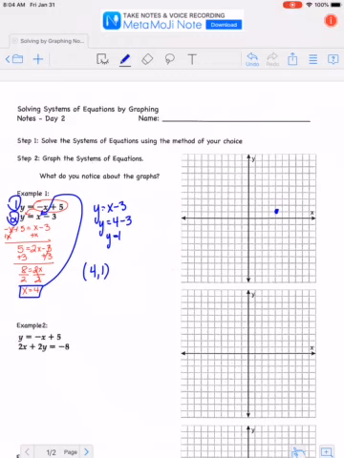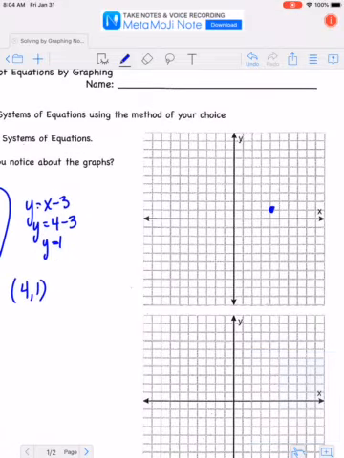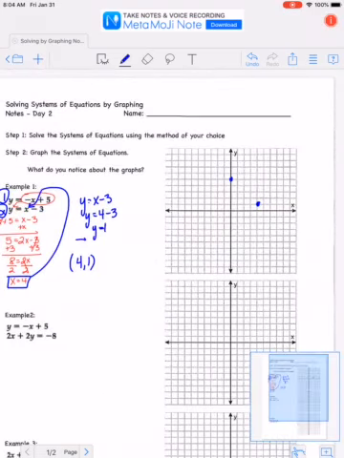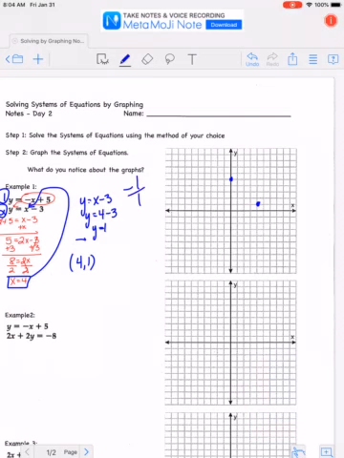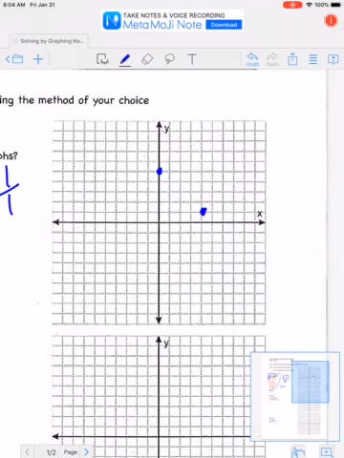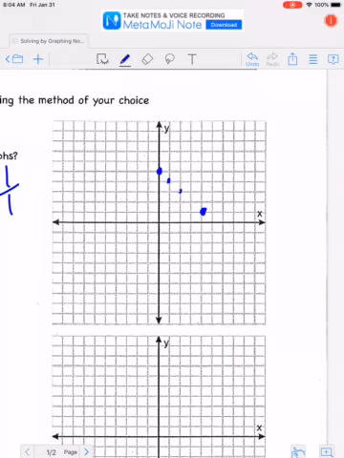For equation 1, I know my y-intercept is 5. So I'm going 1, 2, 3, 4, 5. I'm going to put my dot at 5. And then my slope is negative 1, so it's negative 1 over 1. That means I'm going to go down 1, to the right 1. Down 1, to the right 1. And look, I hit my point. And then I just keep going. Okay. This is one of my lines. This is line 1.